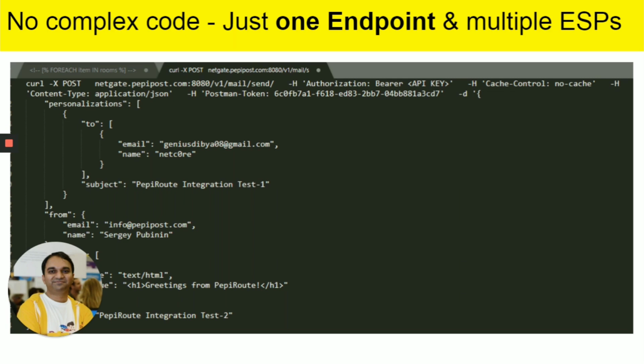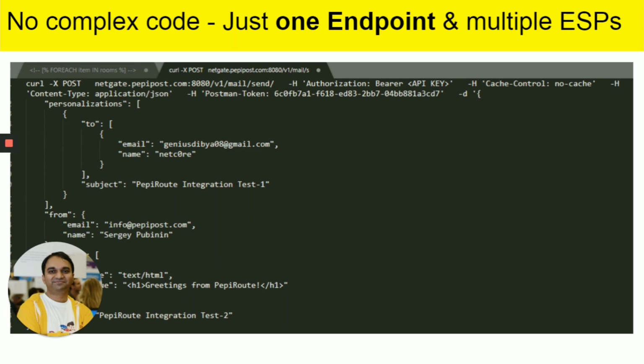So it's an interface. It's an API where no complex coding is required. It's just one endpoint, and behind this one endpoint, there can be multiple ESPs which can be linked. So you will be getting one API which you need to hit, and behind that API, you can configure multiple ESPs. And what this API will do, it will do a smart routing across all your ESPs.